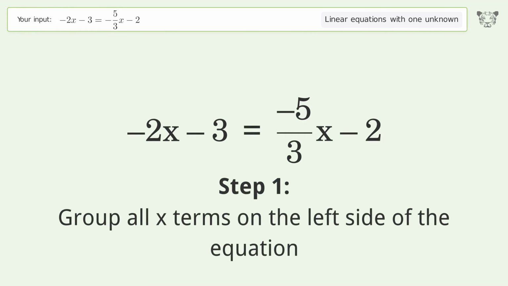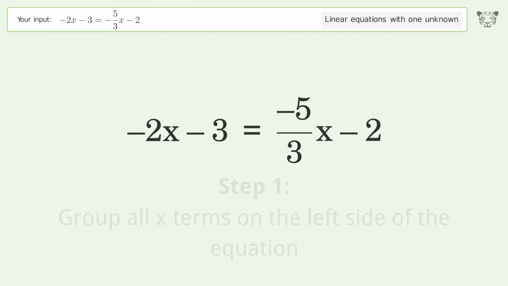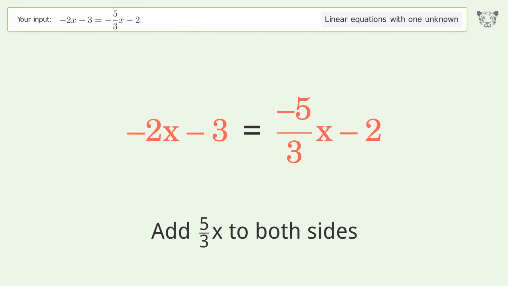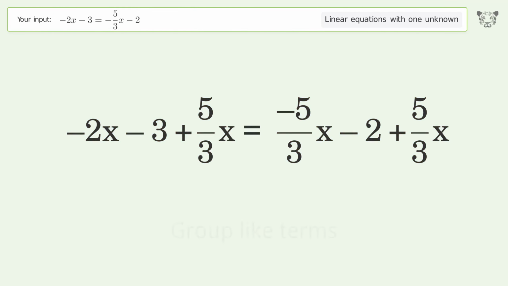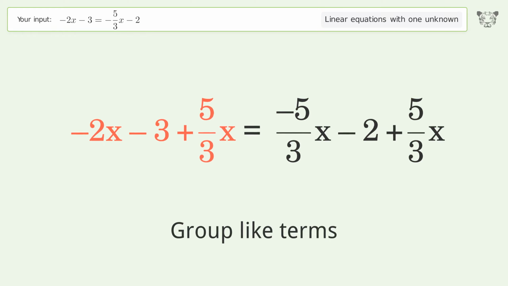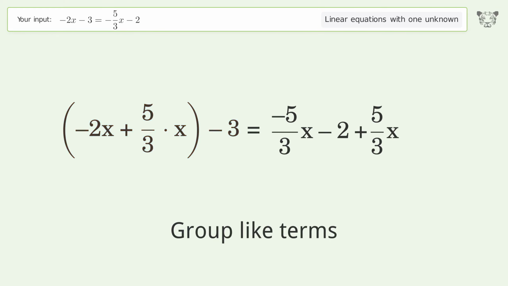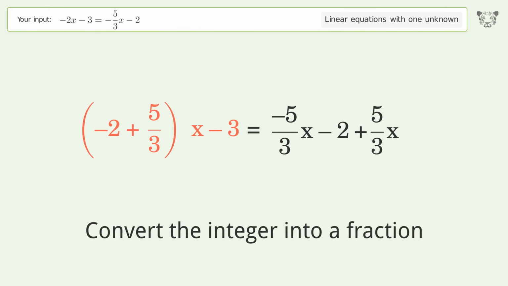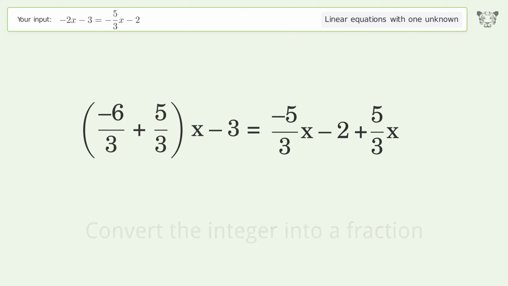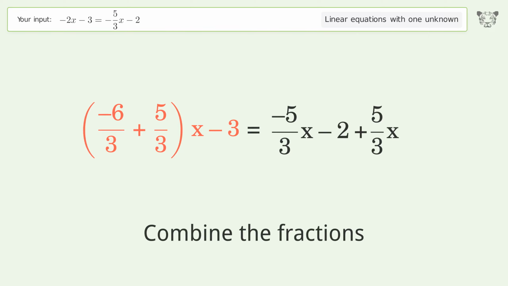Group all x terms on the left side of the equation. Add 5/3x to both sides. Group like terms. Group the coefficients. Convert the integer into a fraction. Combine the fractions.